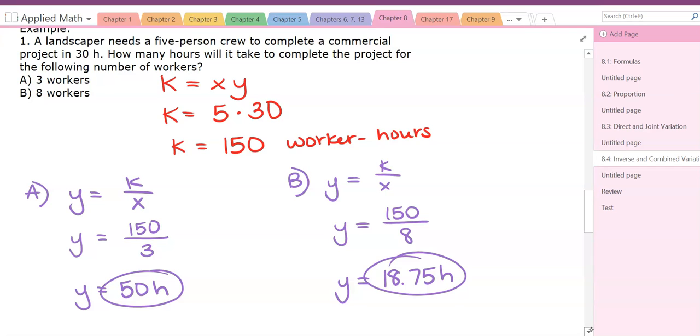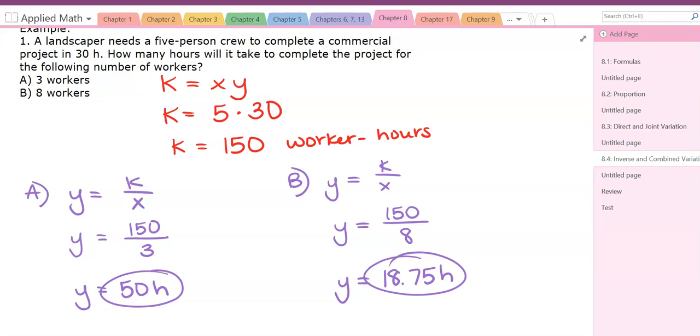So when I had fewer people, I expected the hours to be a little bit more, which they were. I got 50 hours for that one. When I added people, so when I got up to the 8, then that means my time should be cut off more because I've got more people doing the same amount of work. And so that's why I got that 18.75. So it all makes sense when I think about 5 people doing 30 hours.